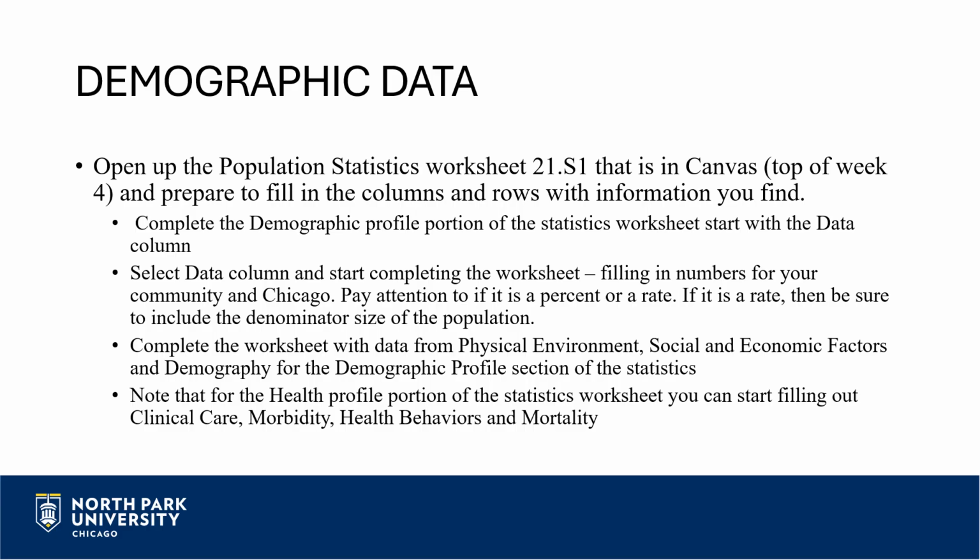Because remember, in this paper, you are comparing the community that you choose, like Pilsen or Albany Park or whatever community you choose, against the larger conglomeration of Chicago. I want you to pay attention to whether it's a percentage or a rate, and if it's a rate, be sure to include the denominator size of the population, because that's really important. I need to know, we call it the N. What is our population, right?